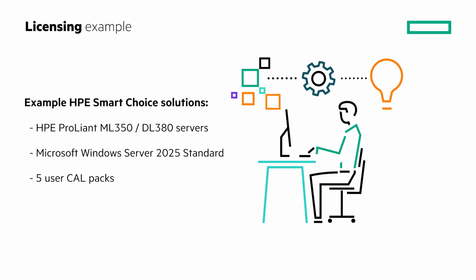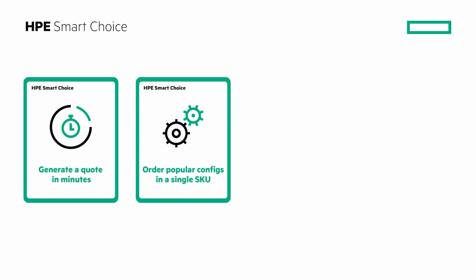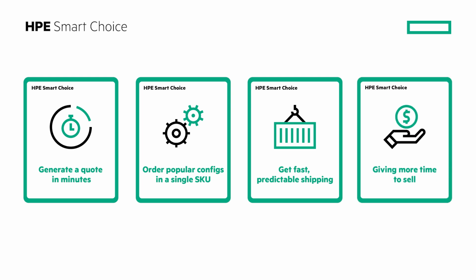HPE Smart Choice solutions do vary between regions and will change over time, so look out for more solutions that include Microsoft Windows Server 2025 Standard and CAL packs. The HPE Smart Choice program enables partners to get a quote in minutes so that they can order the most popular configs in a single SKU. The fast, predictable shipping is great for both customers and partners, who can then have more selling time.